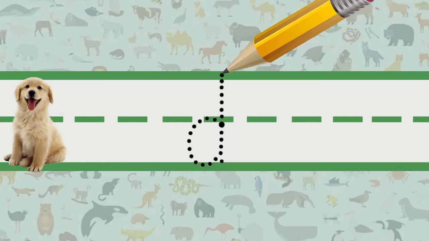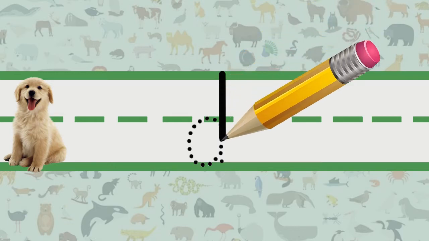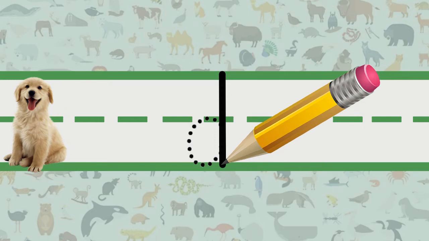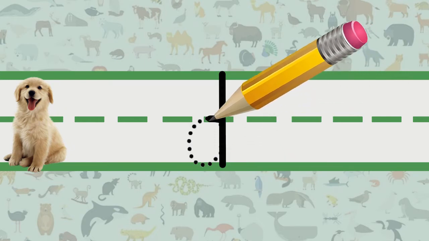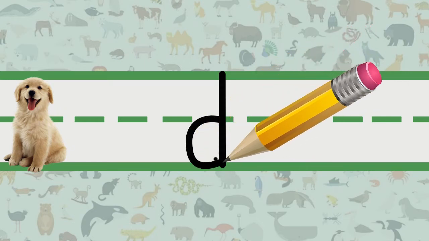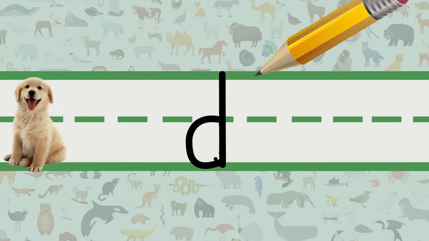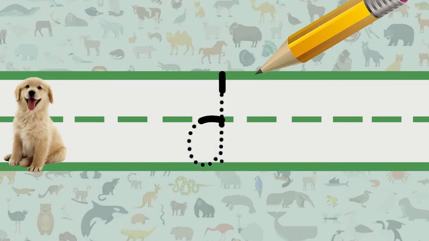Start at the top and draw a straight line down. Then go to the middle and draw a curved line down to the bottom. Good job! Let's do that again.